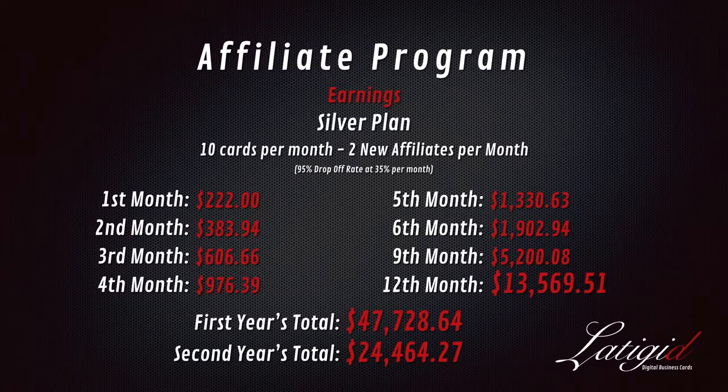Now you keep doing this for the next year. Again, only 10 cards per month, 2 new affiliates per month. Again, we're still talking about 95% drop-off rate on all new affiliates. That's company-wide. The second year's total, you'll make over $1 million.